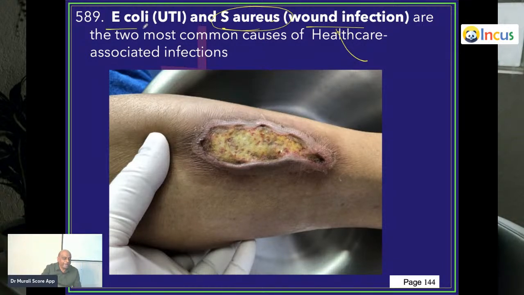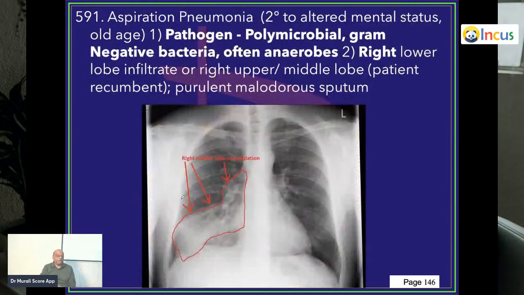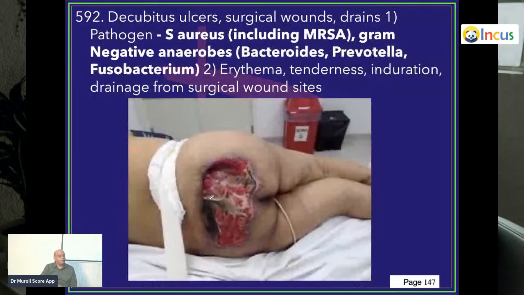Then E. coli is another cause of the healthcare associated UTI. Then this we already discussed, doctor: pseudomembranous colitis, Clostridium difficile, watery diarrhea, and antibiotic use. Aspiration pneumonia is due to anaerobic organisms, right? Lower lobe is the common area.